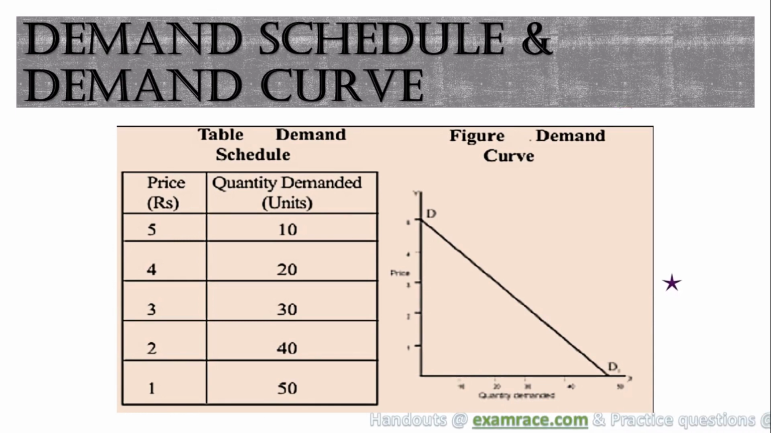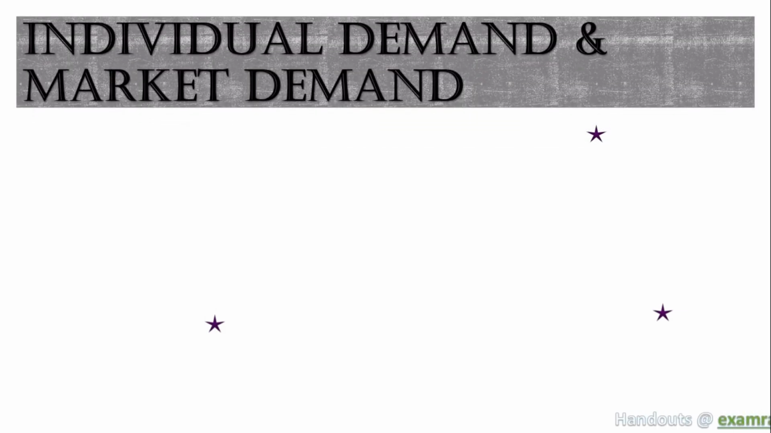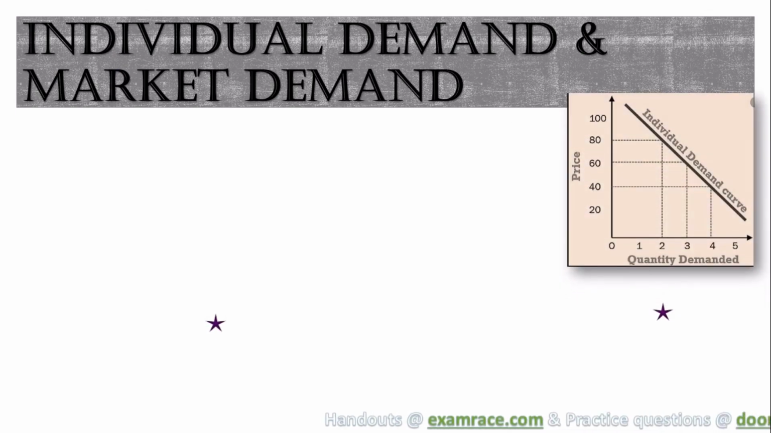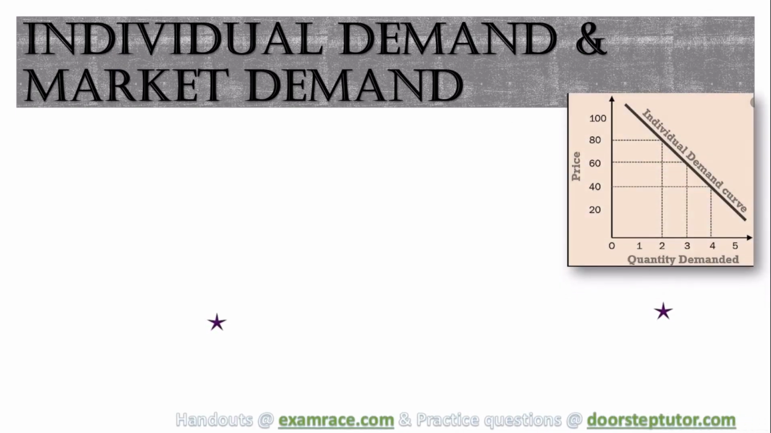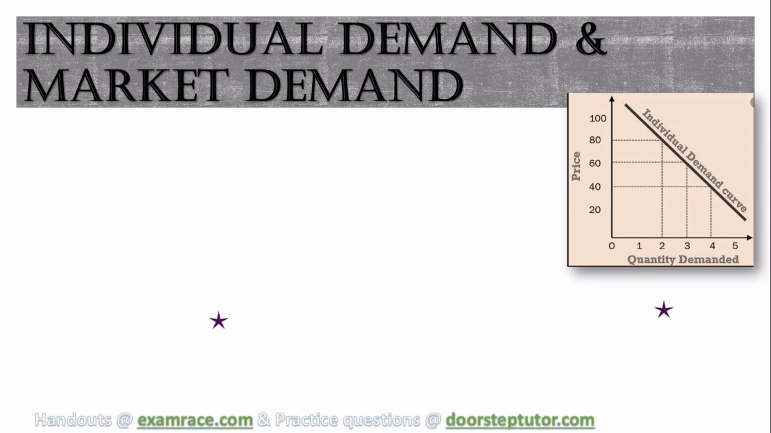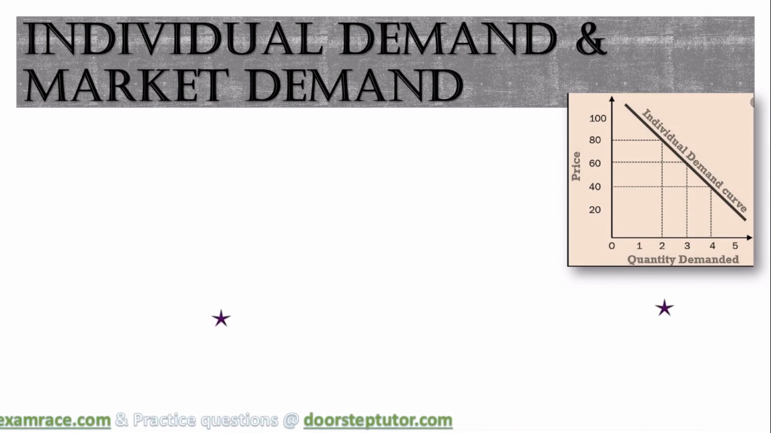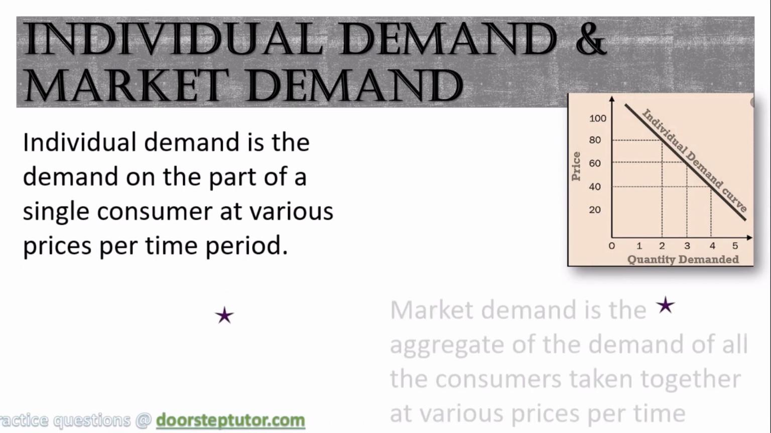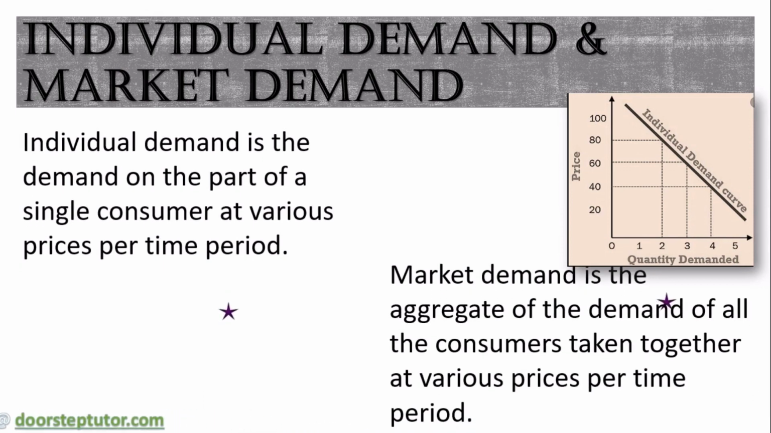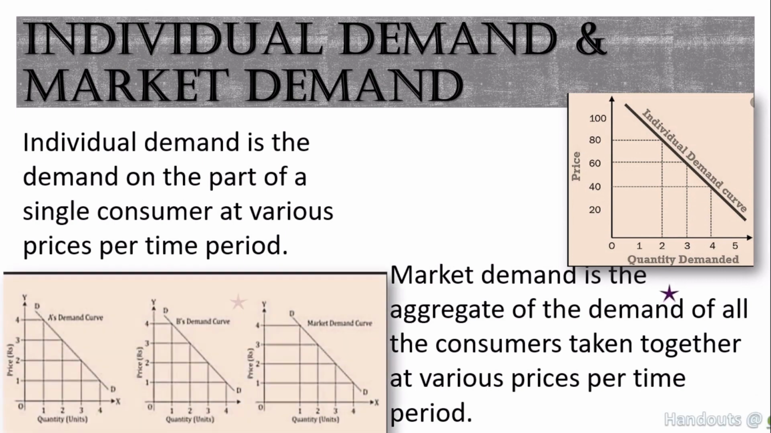Moving on to the next part, which is individual demand and market demand. Individual demand means quantity demanded of a good by an individual consumer at various prices per time period. And market demand is the aggregate of the quantities demanded by all consumers in the market at different prices per time period.